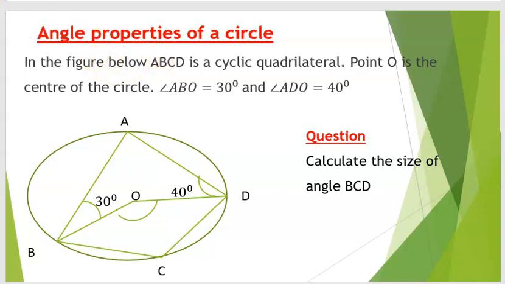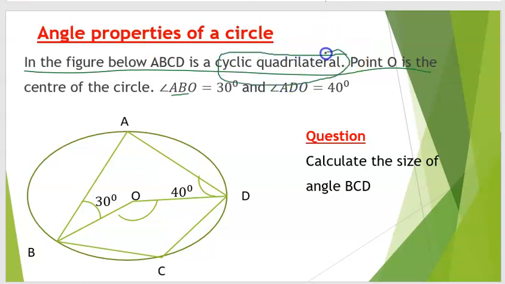So I've provided a question, and the question goes that in the figure below, ABCD is a cyclic quadrilateral. Point O is the center of the circle. You are told that angle ABO is 30 degrees, you can see there. Secondly, you're also told that angle ADO is 40 degrees. So they are telling you to calculate the size of angle BCD. Remember, from this point, I just want us to master this particular part.